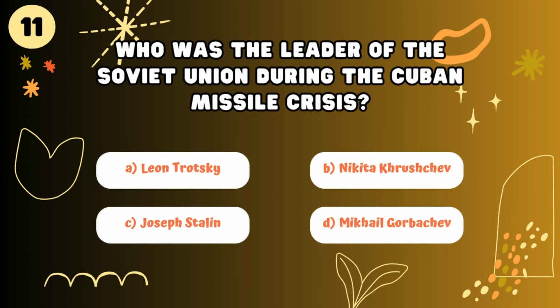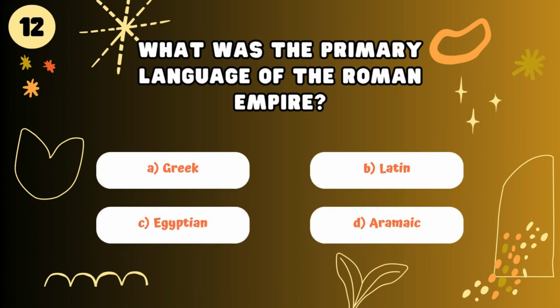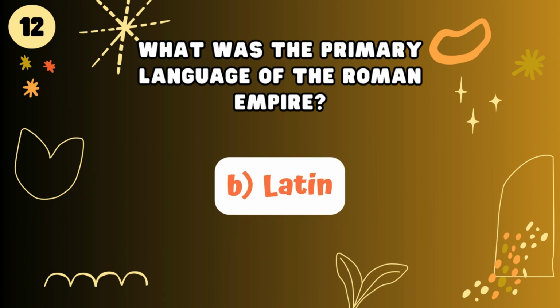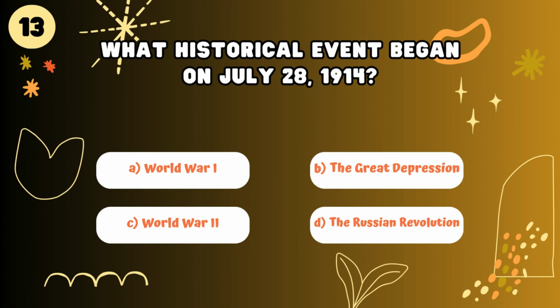Leon Trotsky, Nikita Khrushchev, Joseph Stalin, Mikhail Gorbachev. Answer: Nikita Khrushchev. What was the primary language of the Roman Empire? Greek, Latin, Egyptian, Aramaic. Answer: Latin. What historical event began on July 28, 1914?